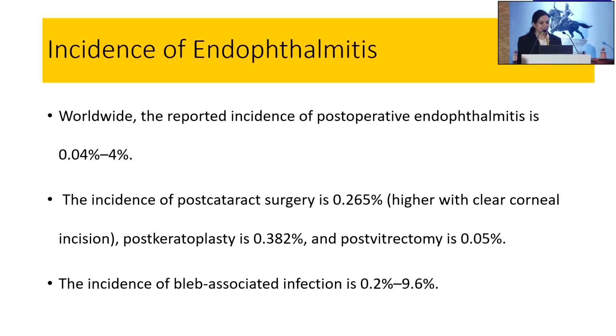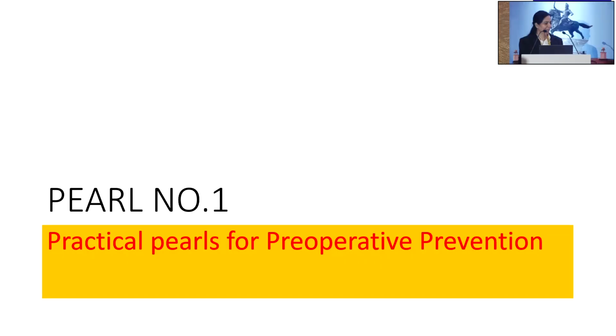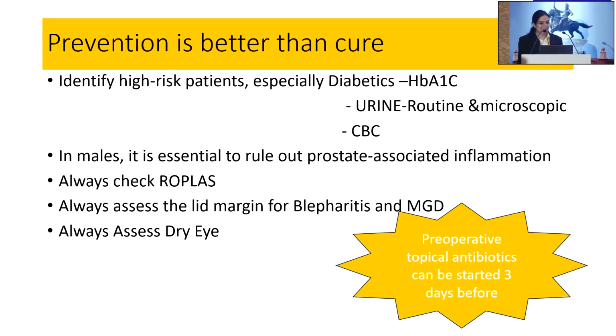Rajvinder, show some practical examples. Okay, sir. So the incidence after cataract surgery is 0.26%, which is higher with clear corneal incision; keratoplasty 0.3%, and bleb-associated 0.26%. 0.26 is a very high incidence. Nowadays people talk of 0.01. Nobody accepts 0.2; if you say 0.2, people will attack you. Yeah, nowadays after all those preventive steps, it is 0.01. Even 0.1 is too high. So prevention is better than cure.